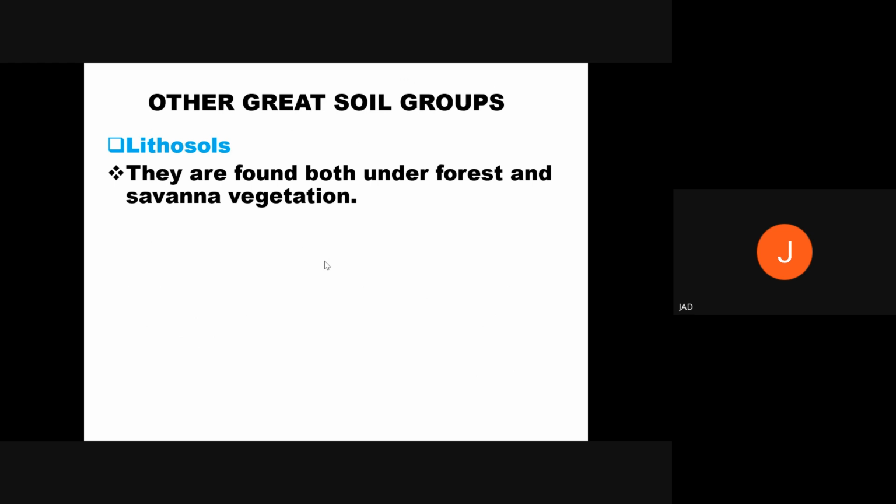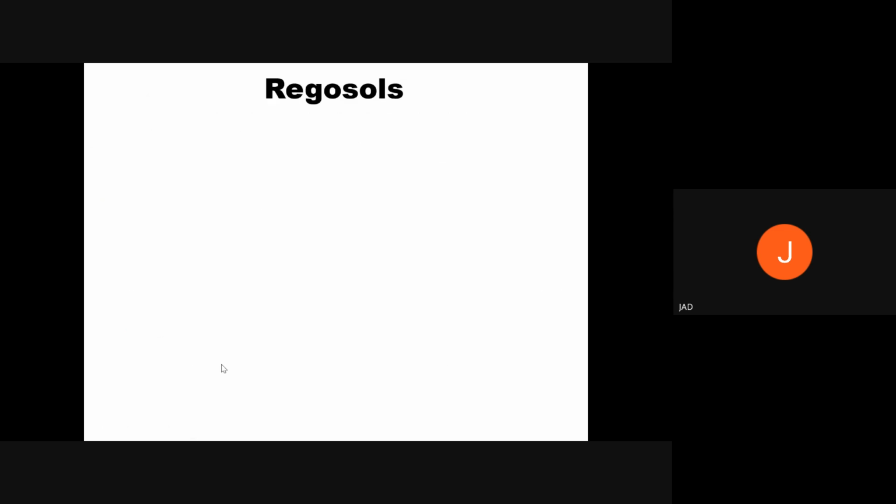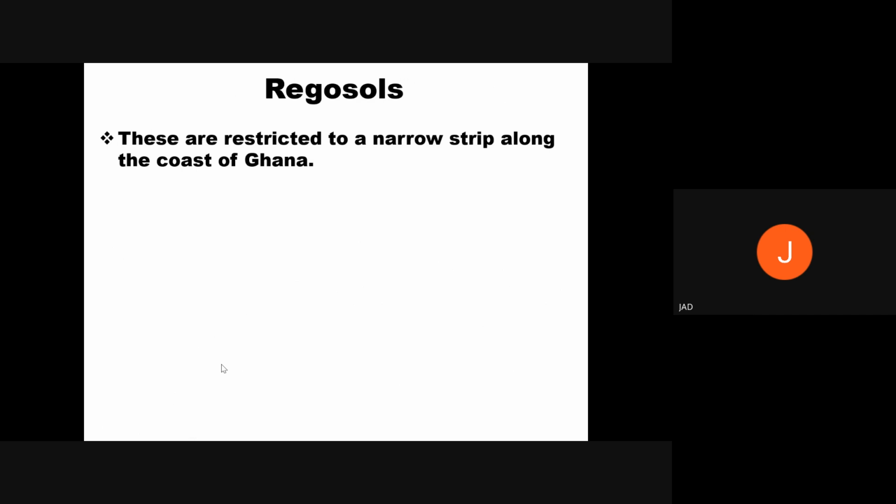They are found both under the forest and savanna vegetation. They are shallow, gravelly soils developed on steep slopes or over extensive exposures of hard rock and iron pan. This is where you go and read on this. What is iron pan? What are the factors contributing to formation of iron pans in the soil? They have very little agricultural value. Then you have the regosols. They are restricted to a narrow strip along the coast of Ghana.